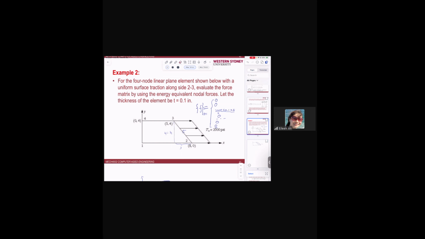Actually, the pressure is applied on the edge made of nodes 2 and 3, right? The force is not applied on the other edge. So we don't have to use all of that. We only need to use shape function 2 and shape function 3. Okay?